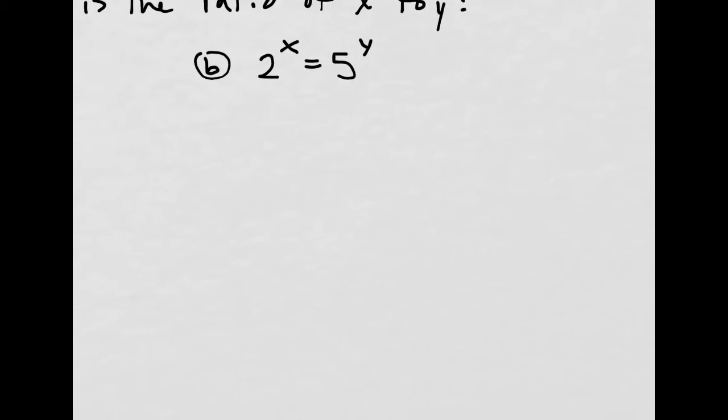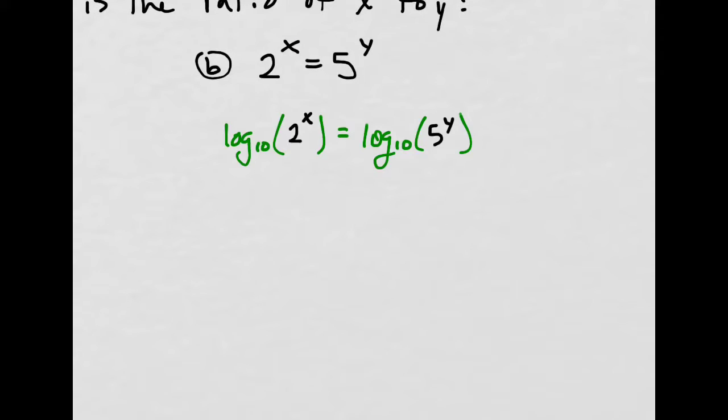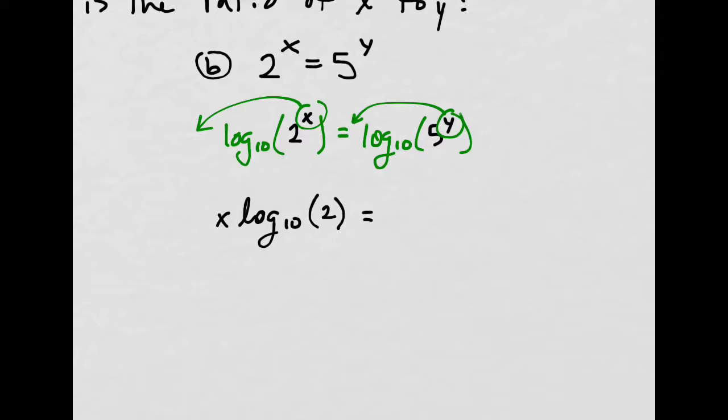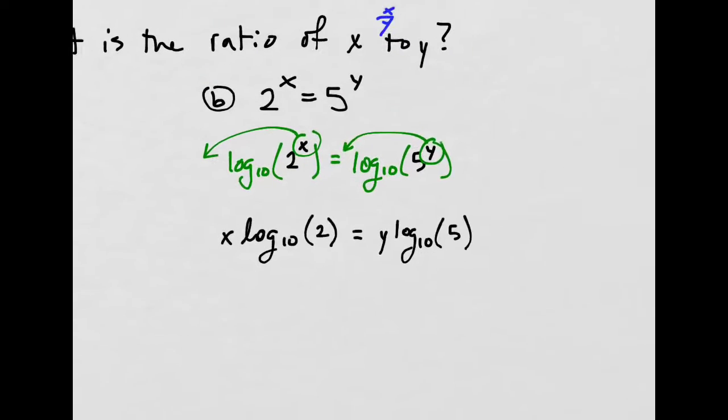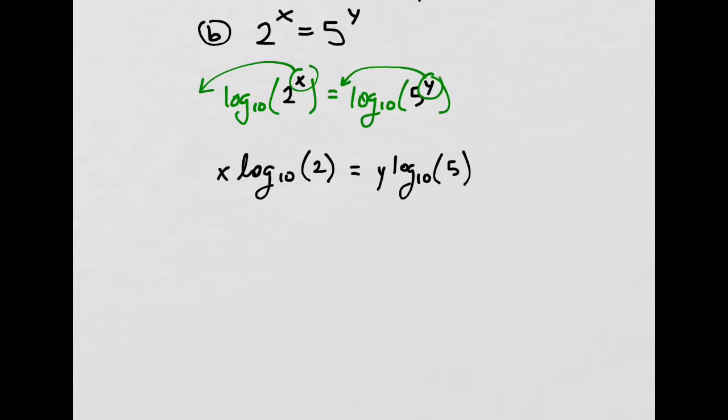So I'm going to take log base 10, let's say. So I take log base 10 of both sides. That's allowed. But then I can use my rules that say I can bring the x out in front and the y out in front. And then I'm going to do exactly what I did before. So I have x log base 10 of 2 equals y log base 10 of 5. And I want x over y. So I'm going to divide both sides by y.